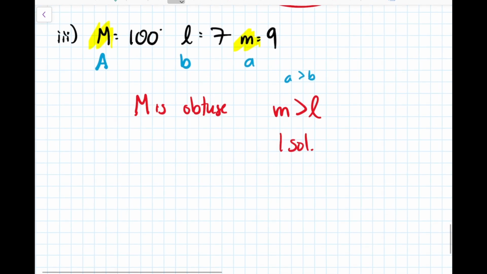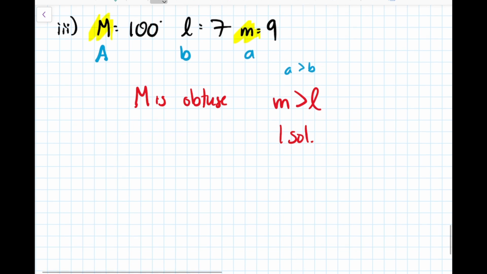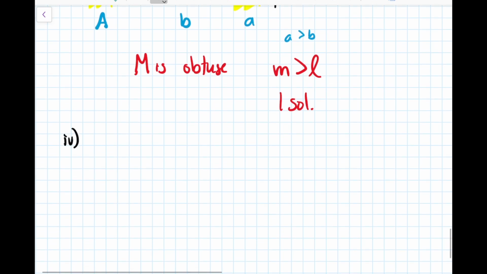All right, so one more of these to try out, and then that'll wrap this up. So I'm going to tell you angle B is 47 degrees, side A is 11, and side B is 9. So see if you can figure out how many solutions this one has.